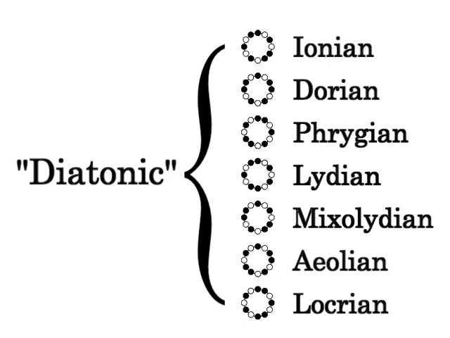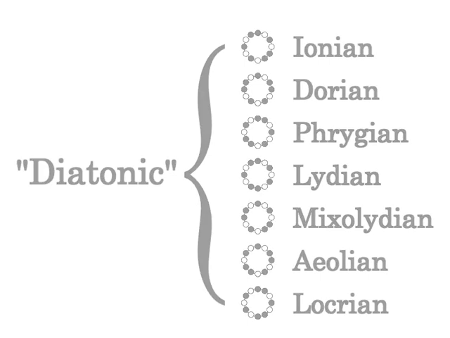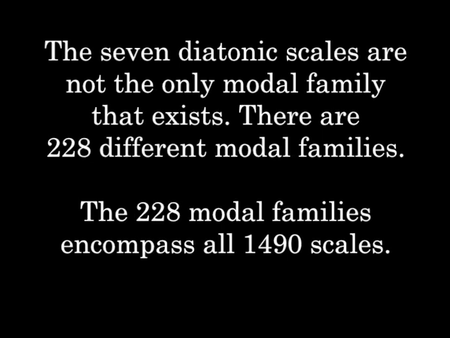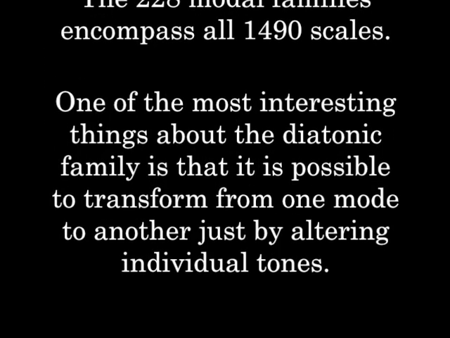It is useful to memorize these names because they emerge in music often, and these 7 unique scales have many interesting patterns and characteristics. But it is important to understand that the 7 diatonic scales are not the only modal family that exists. There are in fact 228 different modal families. The 228 modal families encompass all 1490 scales.